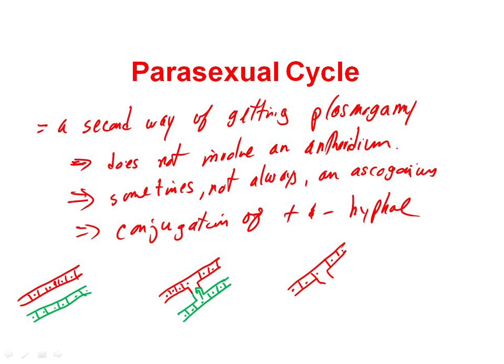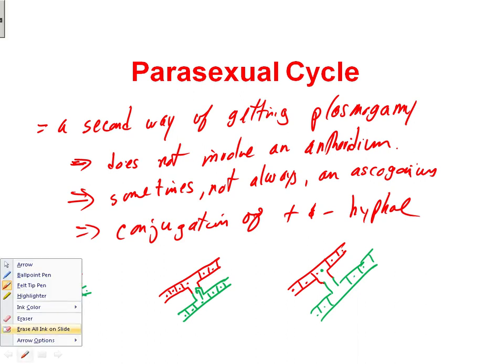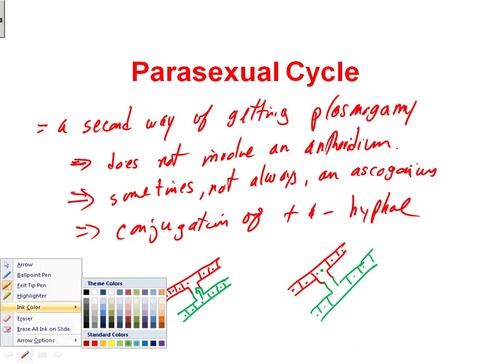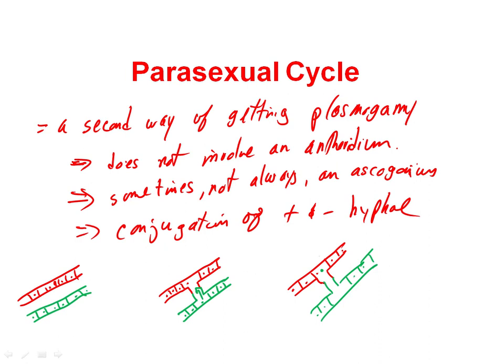And so that's what we're going to show in the last one, the result of conjugation, with our conjugation tube attached. One dot in each cell, except that center cell, and that nucleus now has moved over to the female side. Switching colors again. And so now we have a dikaryotic cell.